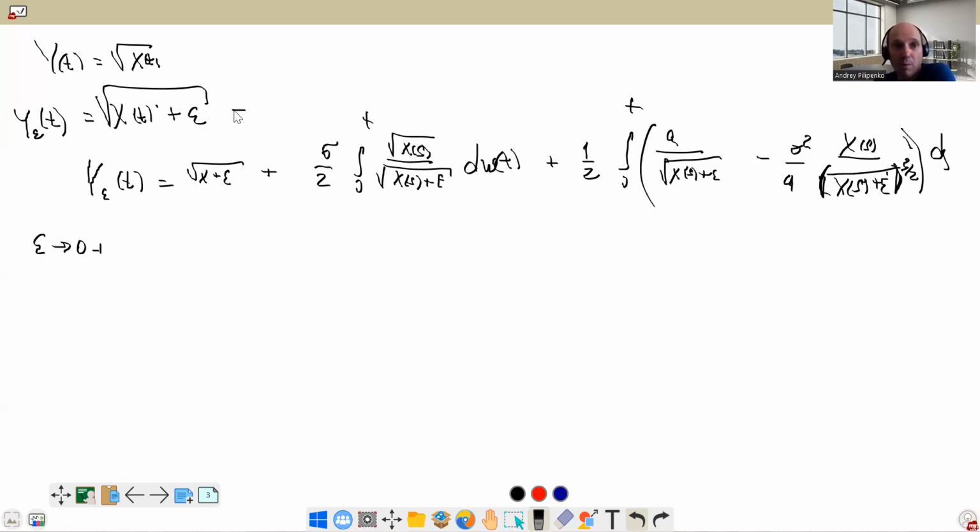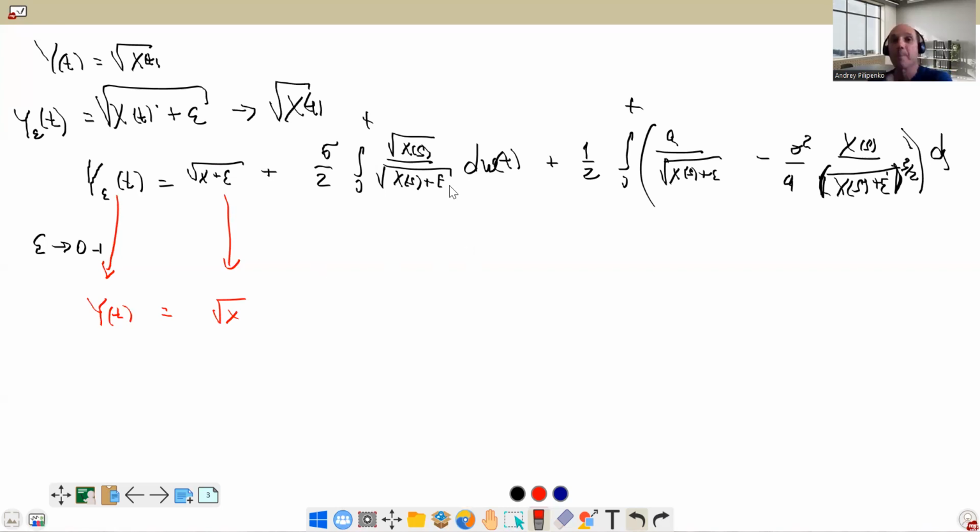Then this converges to square root of x of t. So the left-hand side converges to the Bessel process. This converges to square root of x, and the convergence is almost sure convergence. Well, not almost sure, for all omega.